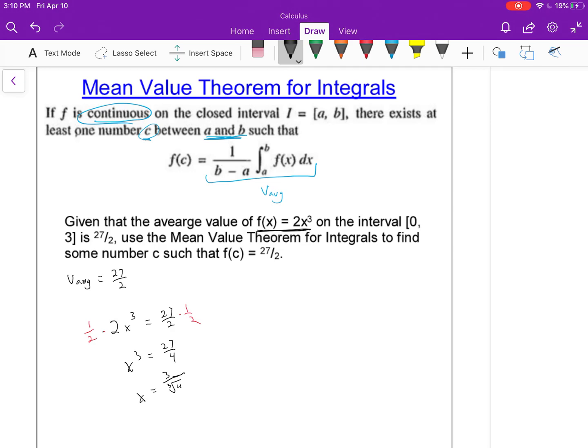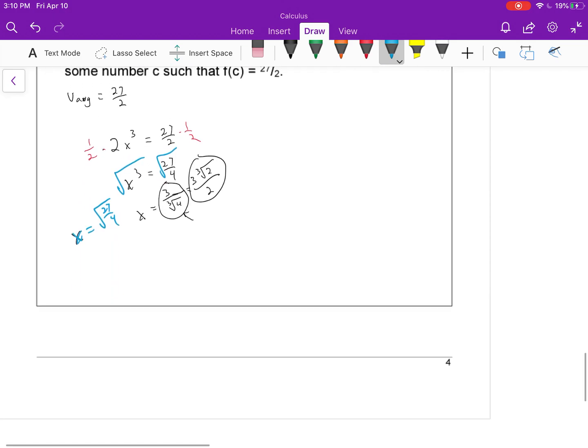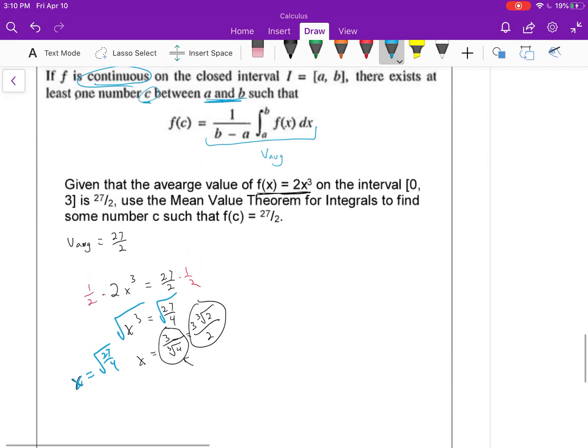We could try to simplify and multiply top and bottom by the cubed root of 2, because multiplying by the cubed root of 2 down here would give us the cubed root of 8, which is 2. So there's an answer with no radical in the denominator. In fact, if we wanted to, we could have just taken the cubed root here, and written it another way as the cubed root of 27 fourths. So that is the mean value theorem for integrals.